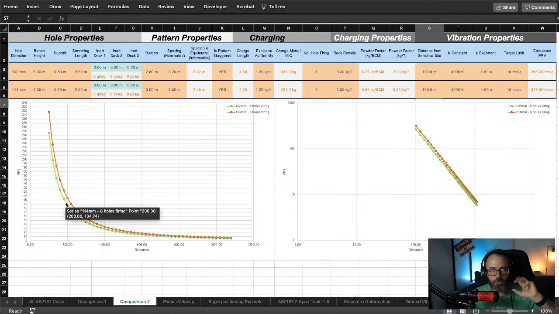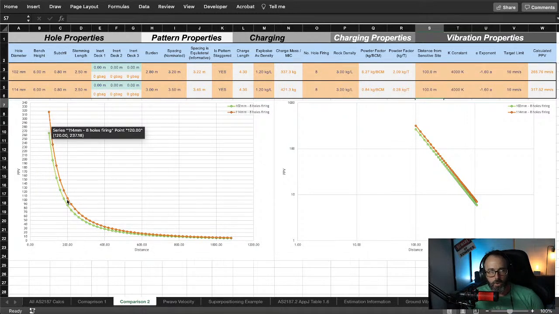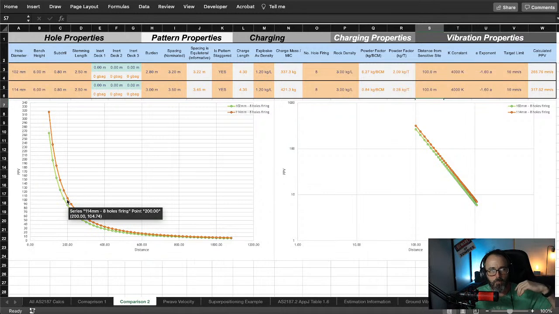From 200 down to 100, we see a 200 millimeter per second increase. It's a doubling to tripling of that value. So it's good to know this. If you can not do anything else but put the blast further away, that is the best thing.